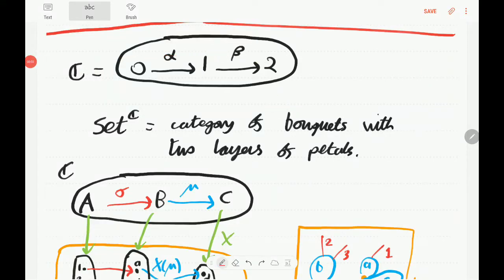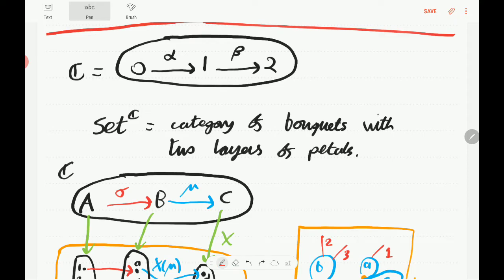Okay, so the next case we want to have a look at is this one here, where C is this category that has three objects and it has this arrow alpha from 0 to 1 and beta from 1 to 2. Of course, the category will also have to have identity arrows and this arrow beta after alpha, but that's it. This is the so-called walking category on three objects. So in this case, if C is this, what is set to the power of C?